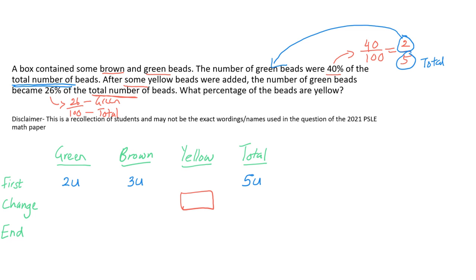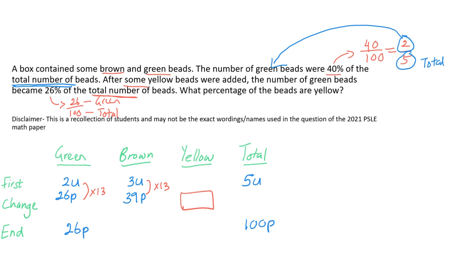So this means in the end, I have 26 parts of green beads and a total of 100 parts. So in this question, we notice that the number of green beads remain unchanged. So now we can convert the number of green beads at first to parts. Since there's no change in the number of green beads, I'm going to change the 2 units to 26 parts. Since 2 units is 26 parts, 1 unit is 13 parts. Therefore, the number of brown beads at first in parts would be 3 times 13, which is 39 parts.